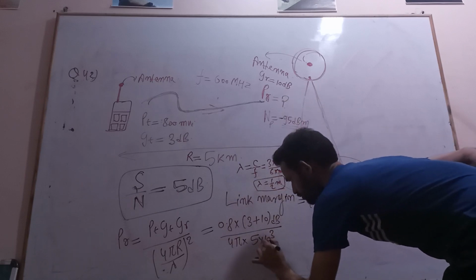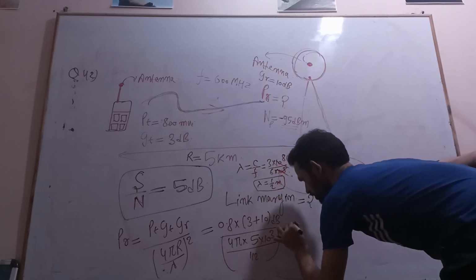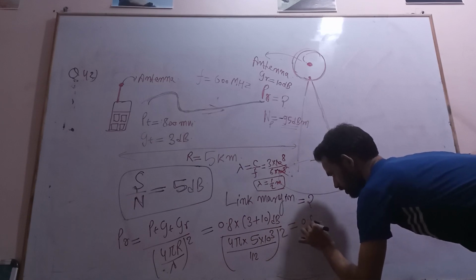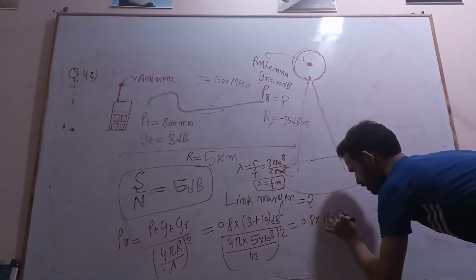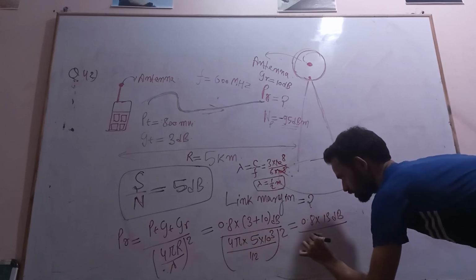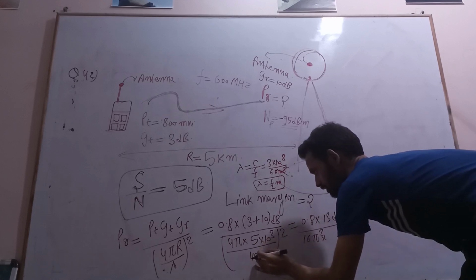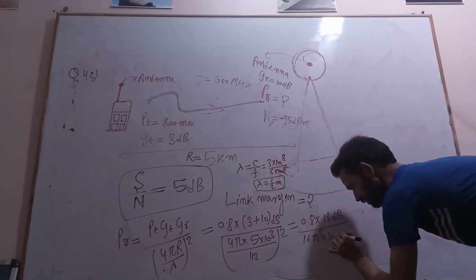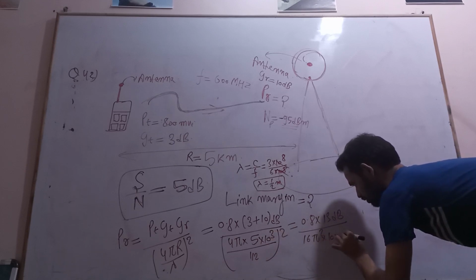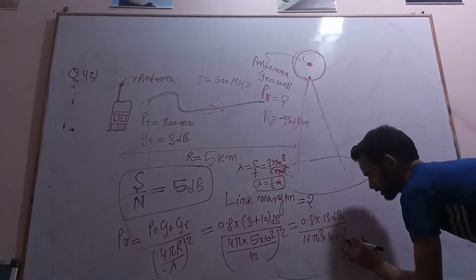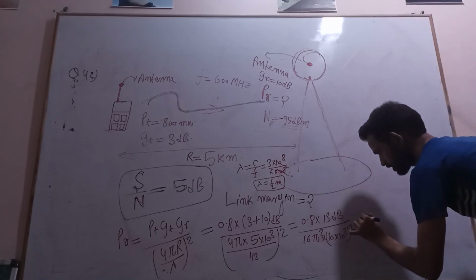So just put this wavelength here, 1 by 2, whole square. How much is this? 0.8 into 13 dB, divided by 16 pi square. Into this 2 will come up, into 10 into 10 to the power 3, whole square. So now see here.